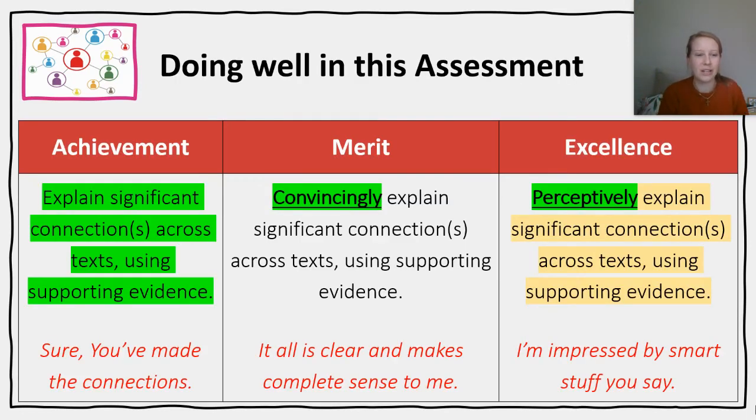So, what do you need to do? Achieved: explain significant connections across texts using supporting evidence. So I'm reading your work as your teacher or your marker, and I'm like, yeah, you've made connections. I see the connections. Yep, you've put evidence in. It's related to the connections. Yep, okay, achieved. But if you've convinced me, it's all really clear, makes sense, and I'm like, yes, okay, I see what you're saying. Yep, can't argue with that. That would be a merit.